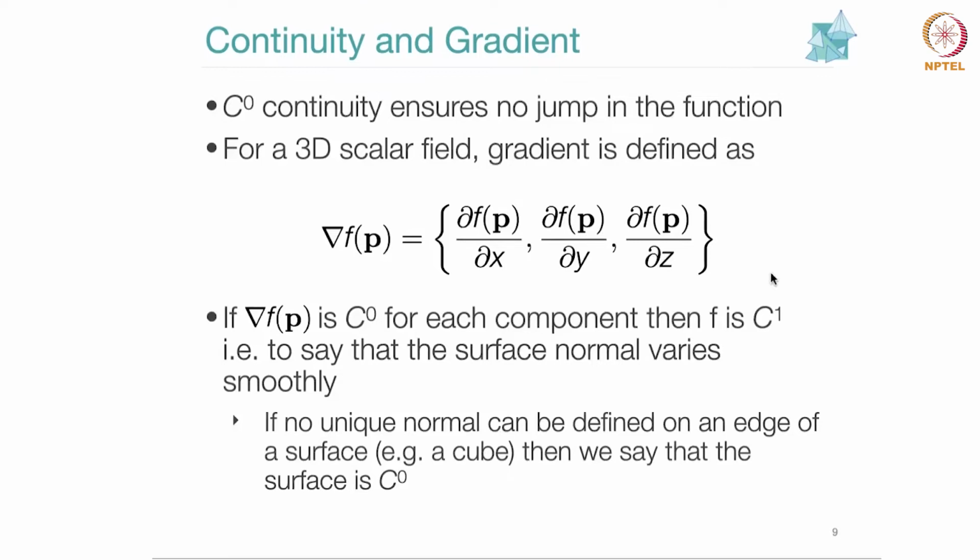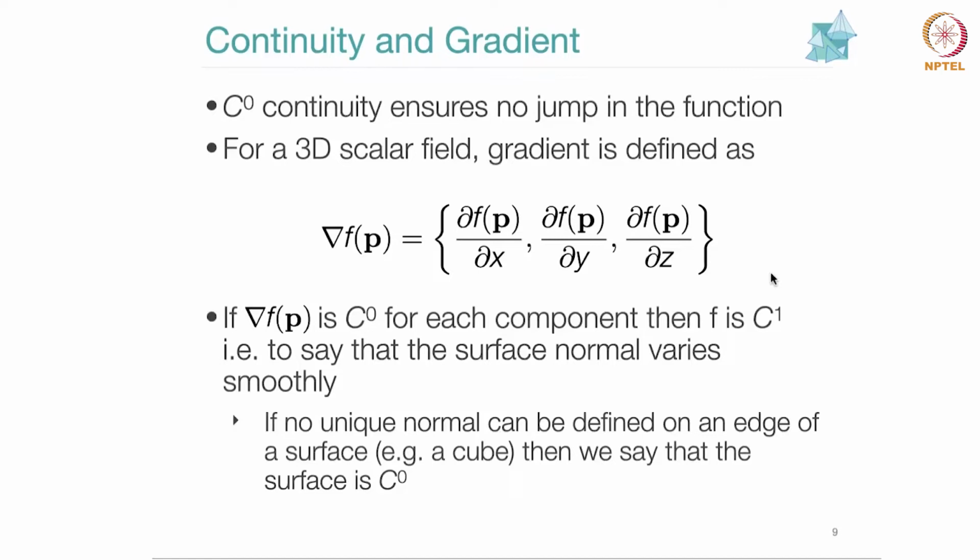Okay, so what can we say about the function from its given gradient? If the gradient is C0, let's say the gradient is only C0, then we could say that the implicit function f is C1. It basically says that the normal varies smoothly and the surface is C1. Everybody understands C0, C1 continuity, right?